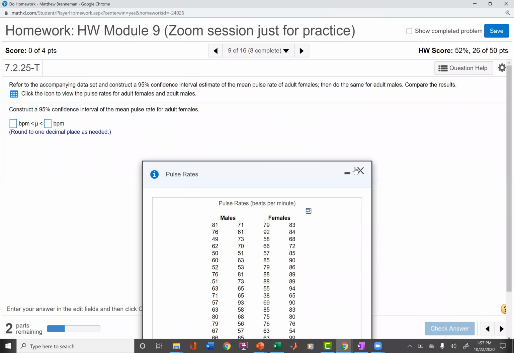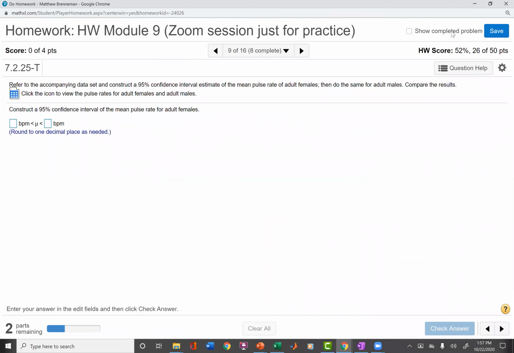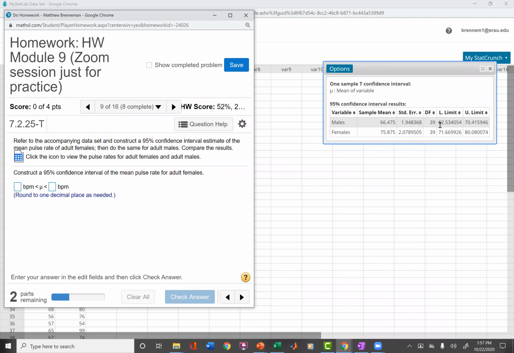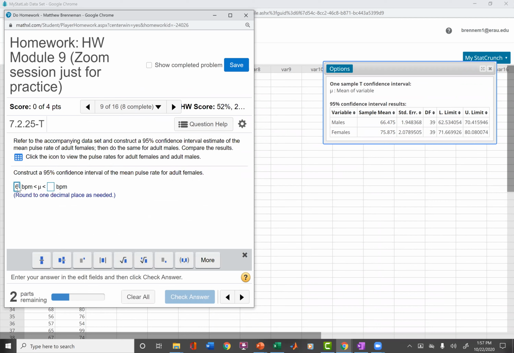So we have our data set. We're done with that. And now it wants the confidence interval for females. I'm just going to pick off, right? Nothing new here. Just pick off and round it to one decimal place. 2.5 and 70.4. Okay, so go ahead and do that. Make sure that you're getting it also.